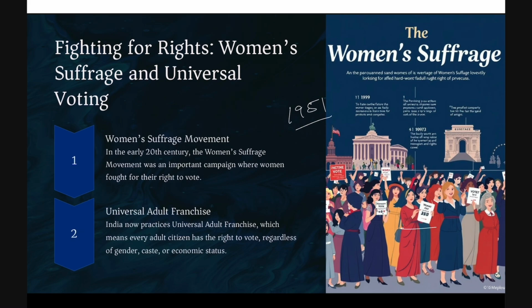However, globally, this wasn't always the case. Women had to fight for their right to vote in many parts of the world. For example, in the United Kingdom, the women's suffrage movement gained momentum in the early 20th century, and it was only in 1928 that women won equal voting rights. In India, women like Sarojini Naidu played an instrumental role in securing voting rights and political participation for women.